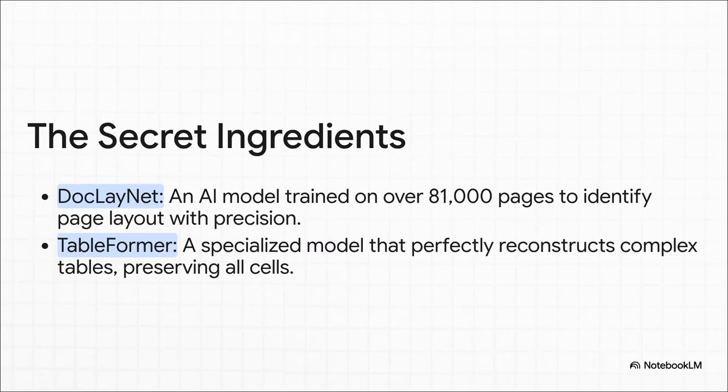So the secret sauce is really two specialized AI models that IBM Research cooked up. First, you've got DocLayNet. This thing has been trained on over 80,000 pages, so it knows page layouts, headers, lists, you name it, with just incredible precision. Then there's TableFormer, its partner in crime. This model is a specialist. Its one job is to tackle the hardest problem of all, those ridiculously complex tables. It can deconstruct and rebuild them perfectly, which is something most other tools just completely choke on.